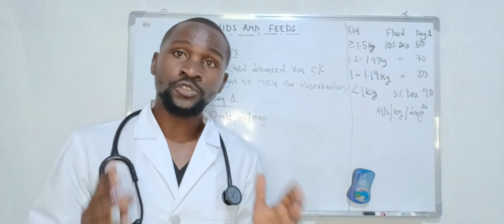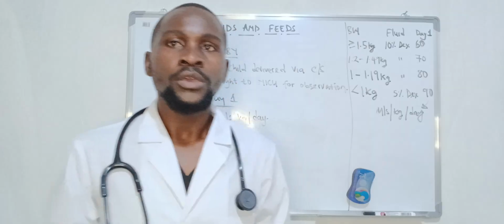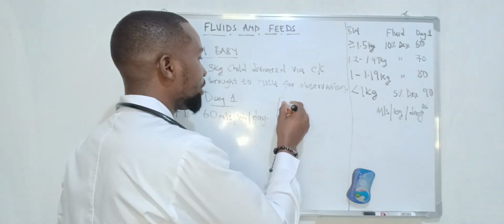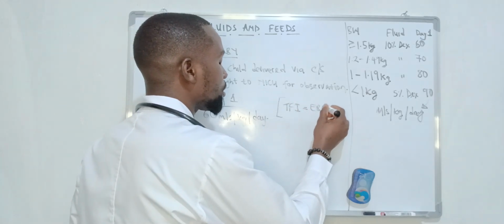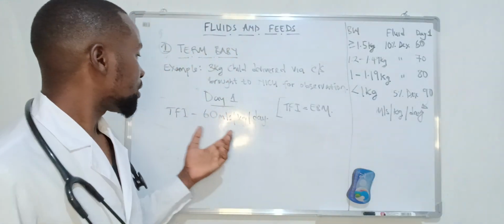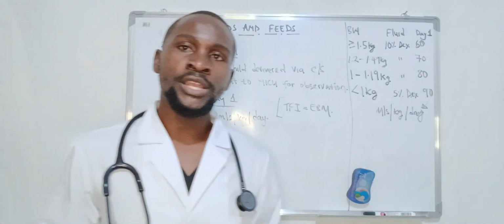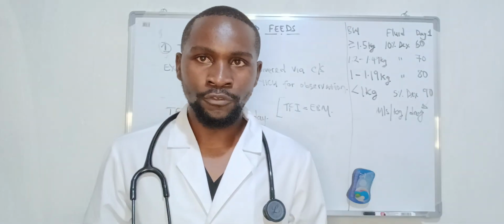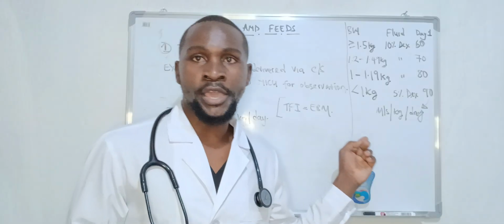But for term babies, for babies that are born at term, we say our TFI, our total fluid intake, is equal to our EBM, which is expressed breast milk, which means that the entire 60 ml per kg per day in term babies is supposed to be given as expressed breast milk. It's supposed to be given as feeds and not IV fluids. So the entire TFI, total fluid intake, is equal to EBM.